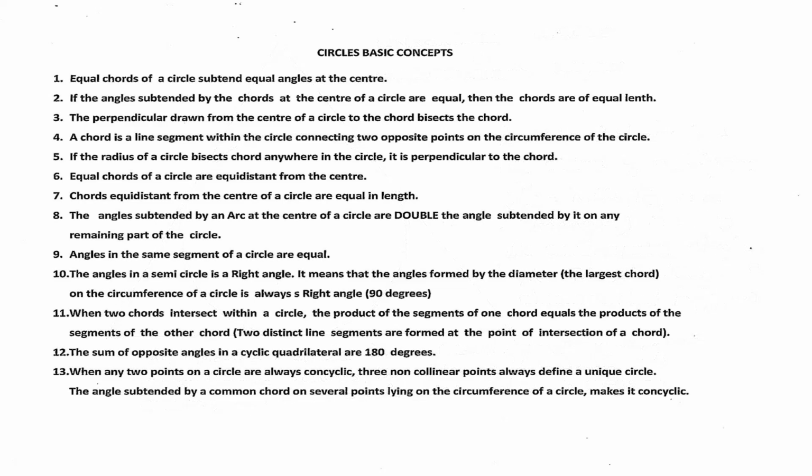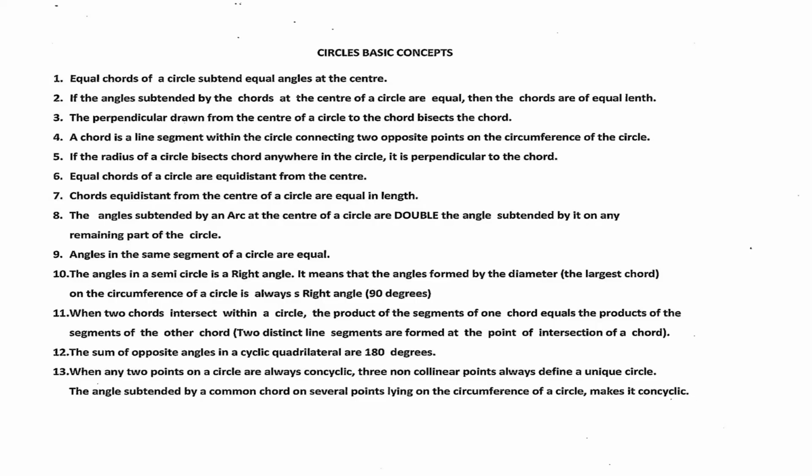Now let us summarize the basic concepts of circles. 1. Equal chords of a circle subtend equal angles at the center. 2. If the angles subtended by the chords at the center of a circle are equal, then the chords are of equal length. 3. The perpendicular drawn from the center of a circle to a chord bisects the chord. 4. A chord is a line segment within the circle connecting two points on the circumference of the circle. 5. If the radius of a circle bisects a chord, it is perpendicular to the chord.